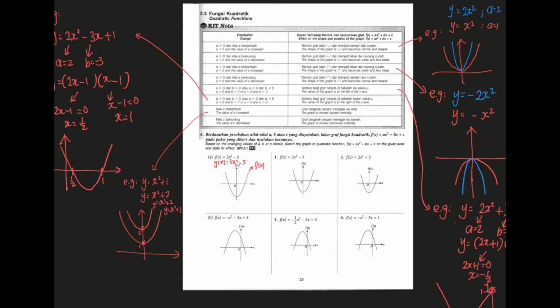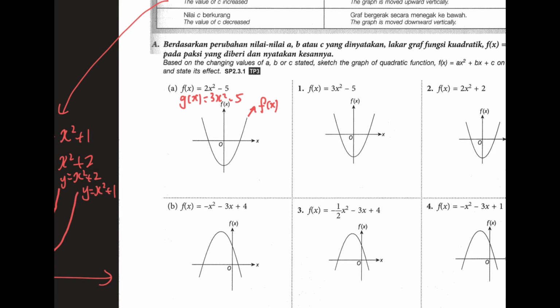Okay, now we can sketch the graph. The y-intercept is still the same, but now because of 3x squared, the graph becomes steeper. So this red graph is g(x). So if they give two functions, then the question makes sense.